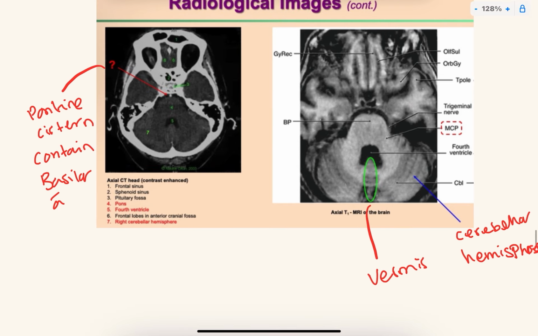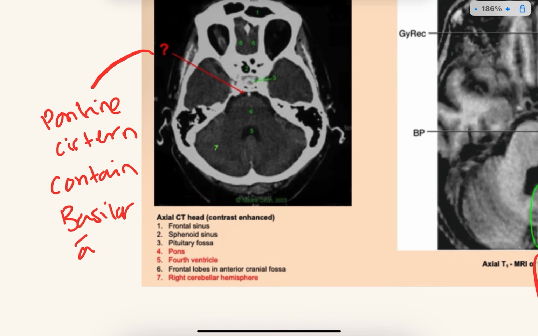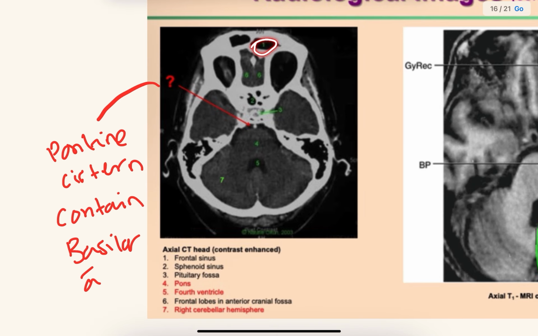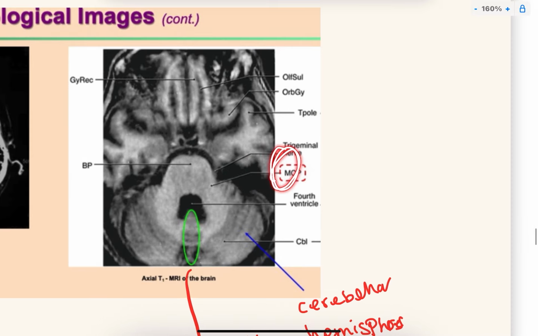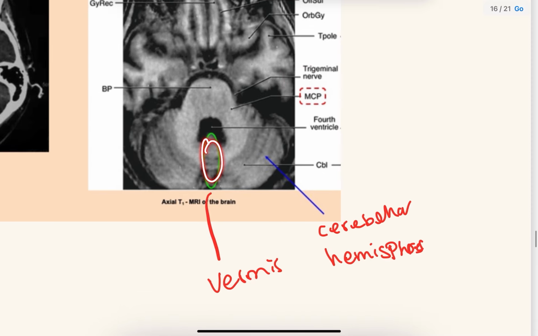Another picture here shows us the pontine cistern, which contains the basilar artery. Here I can see the frontal sinus, the sphenoid sinus, the pituitary fossa, the pons, the fourth ventricle, the frontal lobe and the anterior cranial fossa, and the right cerebellar hemisphere. Okay, this is the left cerebellar hemisphere. Coming here to this picture, it shows us the vermis of the cerebellum and the cerebellar hemispheres.